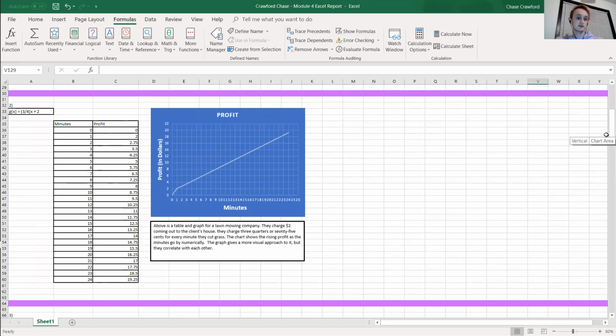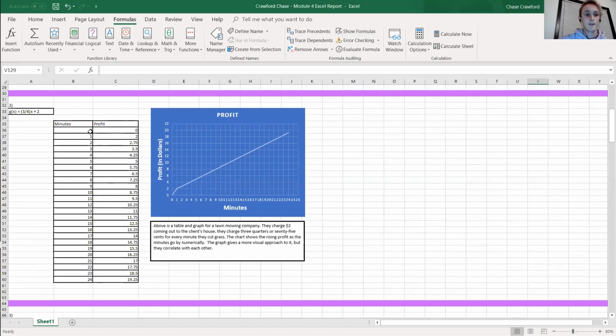Number two, I made up a little scenario about a lawn mowing company. And it's a little expensive and kind of outrageously priced, but it's not real life. It's just an example, so it can be whatever I want it to be. So we have to use the formula that's right under the number, g of x equals 3/4 x plus 2.